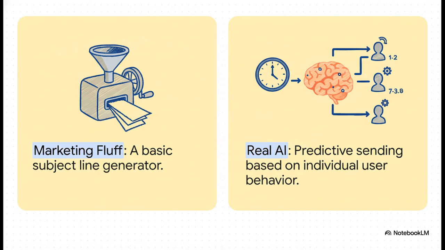On one side, you've got what I call marketing fluff, like a basic subject line generator. It's fine, it's a neat little trick. But on the other side, you've got real AI. Think about predictive sending, where the system actually learns the exact time of day each person on your list is most likely to open an email. The difference in results isn't small, it's absolutely massive.